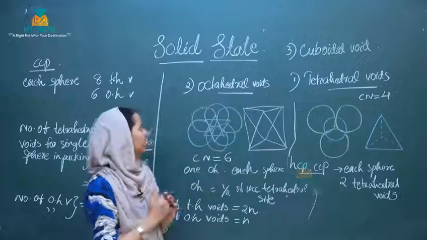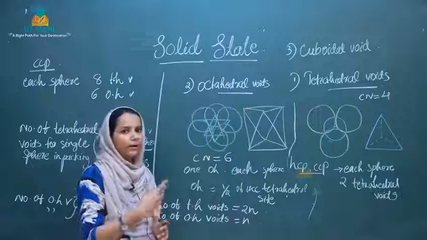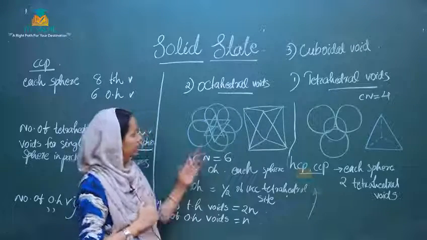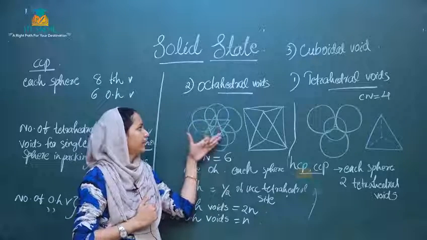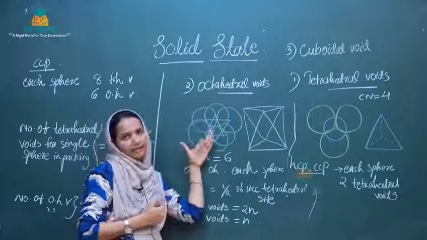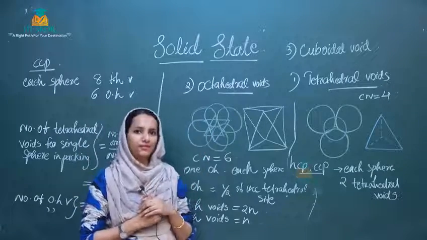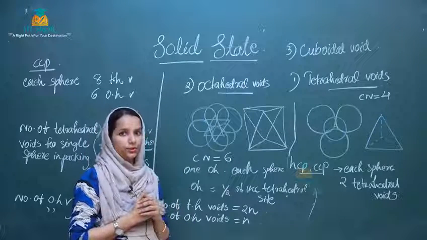Then the second type is called the octahedral void. Why is it called octahedral void? In this close packing, the third layer comes above the second layer: first layer, second layer, third layer. You will see that there occurs a combination of two voids.